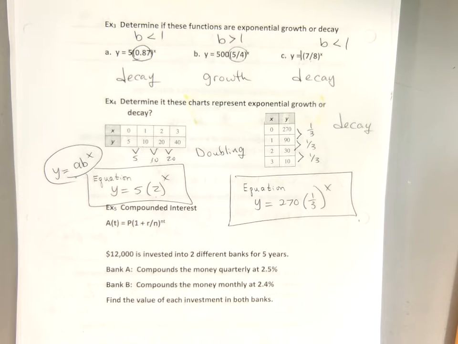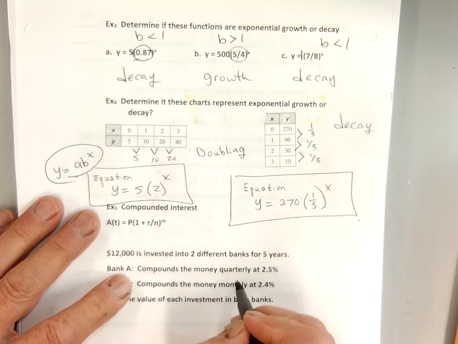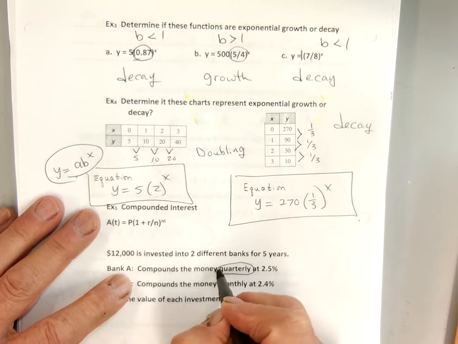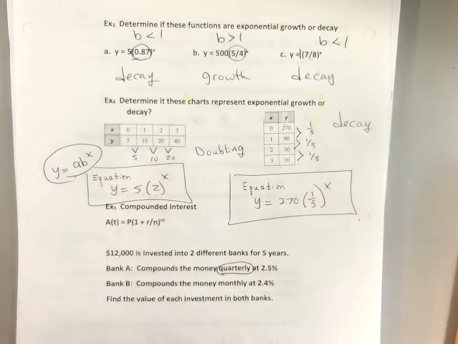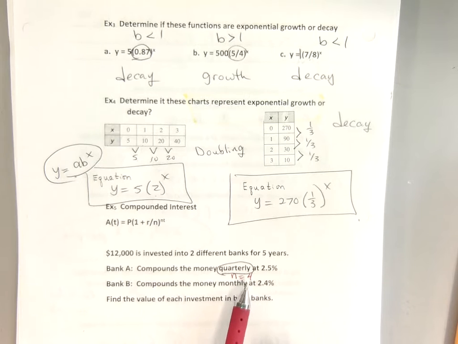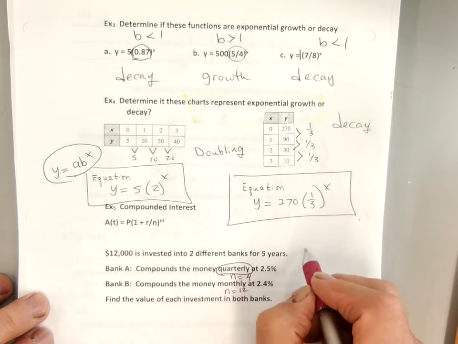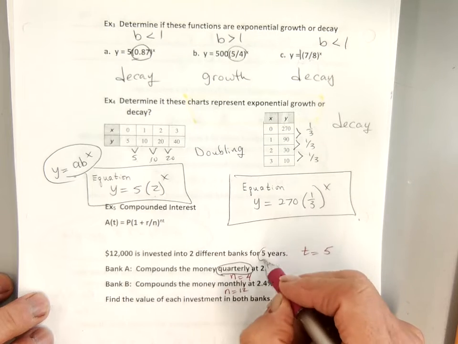And finally, our banking. I will go through this slowly. You will need a good calculator. Okay, $12,000 is invested in 2 different banks for 5 years. Bank A compounds quarterly. Quarterly is N. I'm going to write this down: N equals 4. Quarterly, 4 times a year. I put my money in there, and then every 3 months they give me some more money. Bank B, monthly, so my N is 12. I know T is 5 for 5 years.